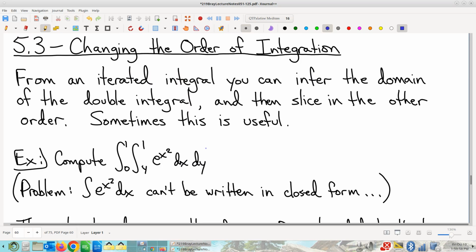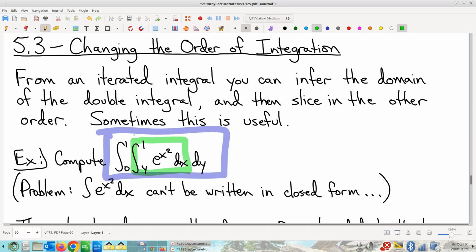So here we go. Here's an iterated integral. By the way, why would I want to switch the order of the differentials? Well, if you look at this inside integral, that inside integral requires an antiderivative that we can't compute. To be clear, it does have an antiderivative. It just doesn't have an antiderivative that you can write down with regular functions like exponentials and polynomials and stuff like that. It's too terrible of a function.